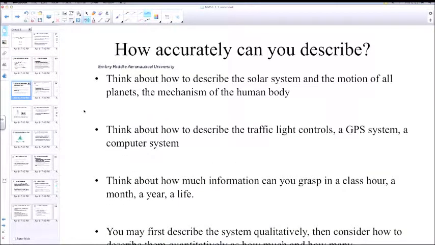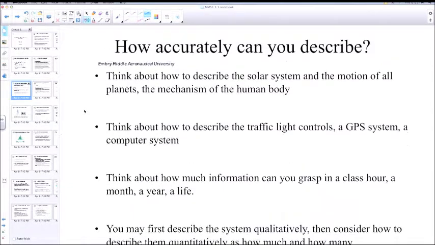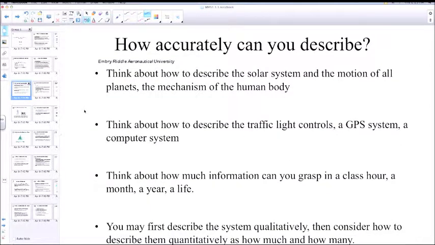So how about we start with a few questions like this. If I ask you, how would you like to describe the solar system and the motions of the planets, and how are you going to do it? Well, it depends on the time frame and how many pages I give to you, and you can put your hand to start writing down what you think is important.